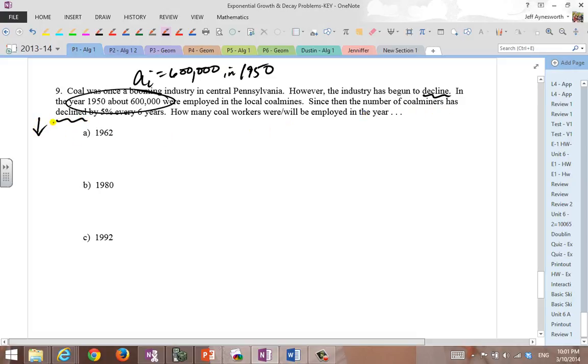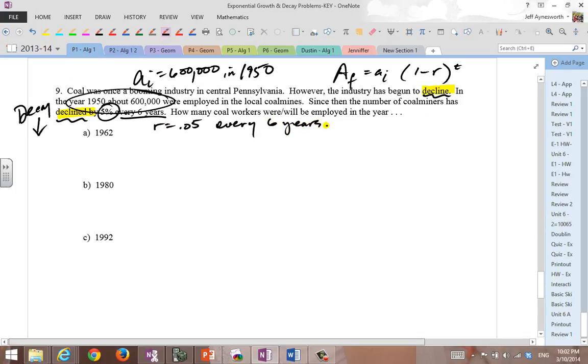All right, this is a decay situation. That tells me that I need A sub F equals A sub I times 1 minus R to the T power, because this is a decline situation. I said it twice. Okay, declined by how much? Well, what's the decay rate? So right here it says 5% every 6 years. So R is equal to 0.05, every 6 years. That's important. Let's highlight this, every 6 years.